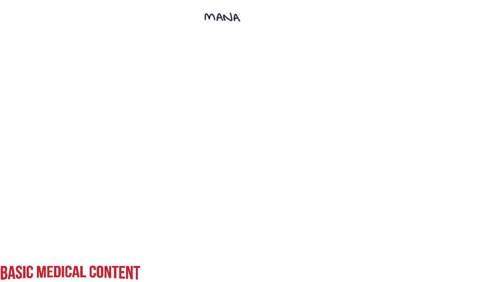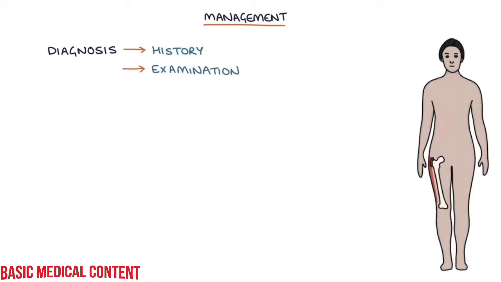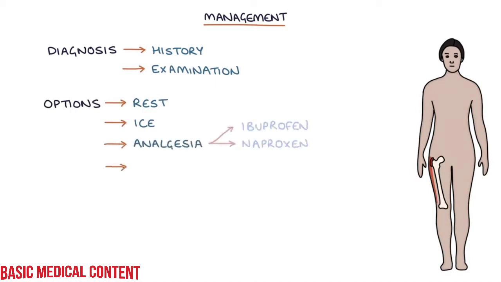Finally, let's talk about management. The diagnosis of trochanteric bursitis is based on the history and examination findings. Management options are rest, ice, analgesia, for example, ibuprofen or naproxen, physiotherapy, and steroid injections.